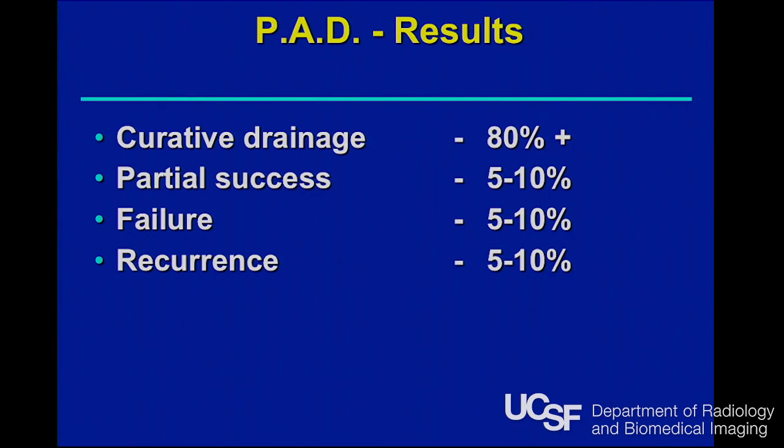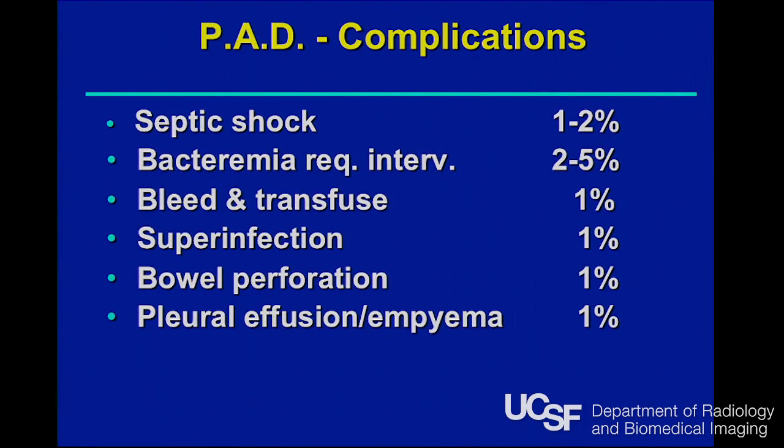As far as the results of percutaneous sepsis drainage, overall excellent. It's a good and effective method of treating intra-abdominal infections. Failures are fairly uncommon, and the side effects are pretty rare. Bacteremia requiring interventions 2 to 5%. That's really the highest risk.